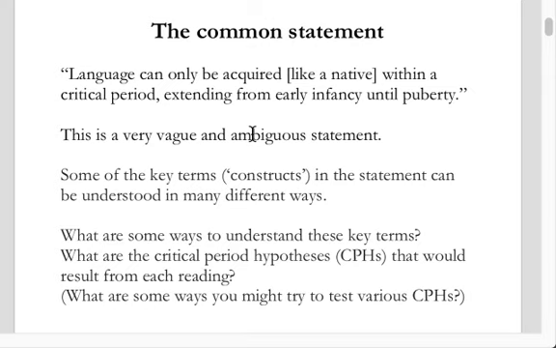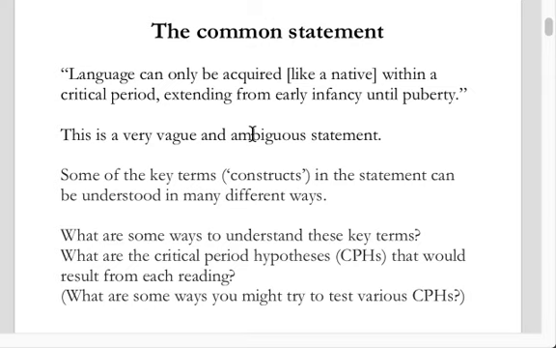So some of the key terms in this sentence in particular could be understood in a number of different ways. And when you combine all these points of ambiguity, you end up with a number of different critical period hypotheses. And of course, if you're moving to the next step already and thinking about how you could possibly test that critical period hypothesis, the answer is presumably going to be different depending on which version of the statement you've come up with in the first place.